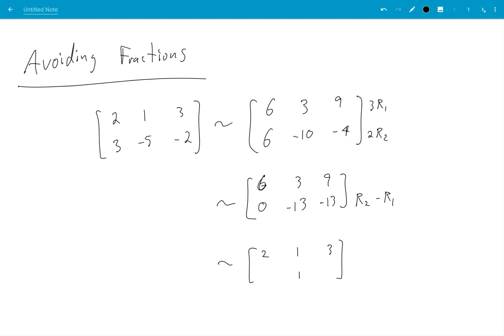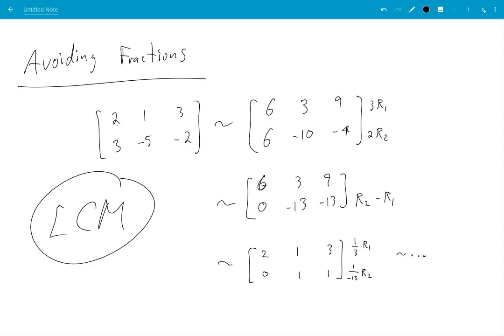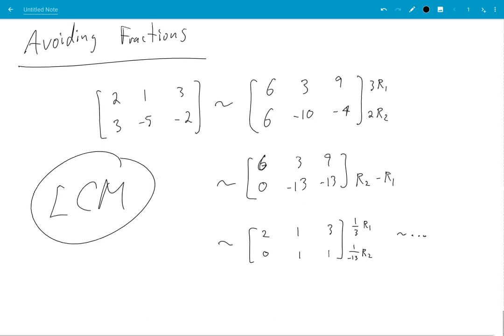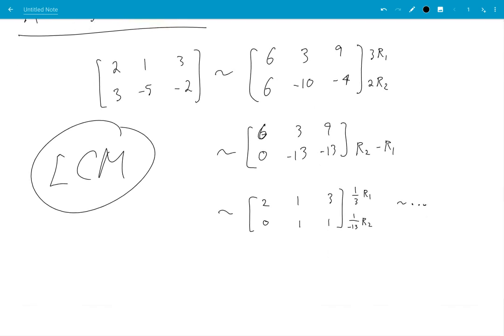2, 1, 3, 1, 1. What did I do? I did 1/3 row 1, 1/-13 row 2, and so on. So I'm using lowest common multiples to avoid introducing fractions on the first step, okay? If you have a fraction appearing in the first step, it doesn't usually end well.